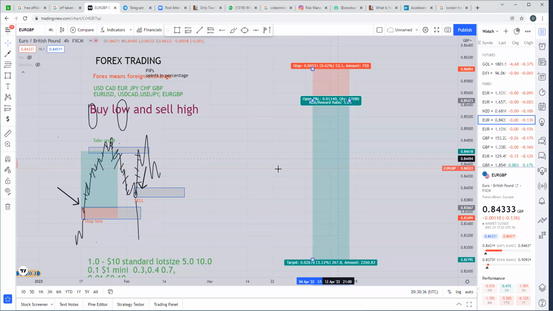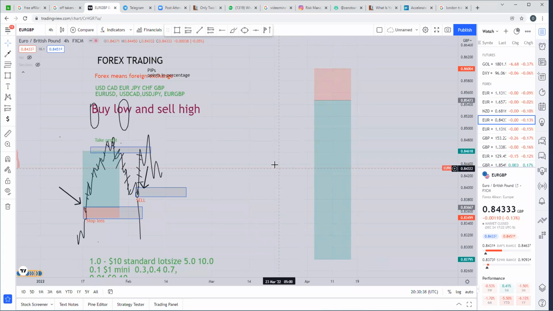So that is it about that. We talk about pips. Pips is the difference, standard lots, and all of that. Talk about candlesticks. Talk about the candle now.